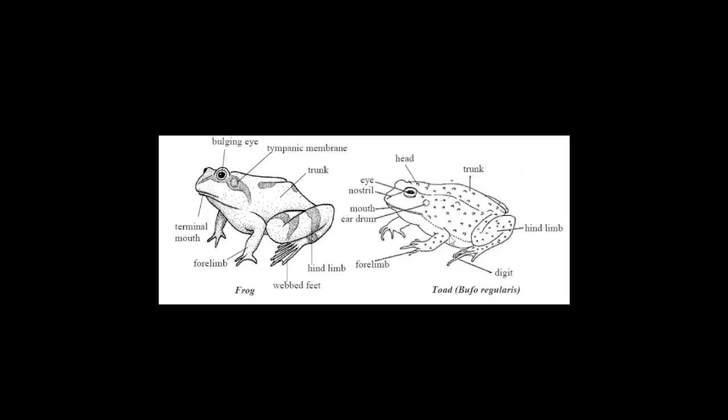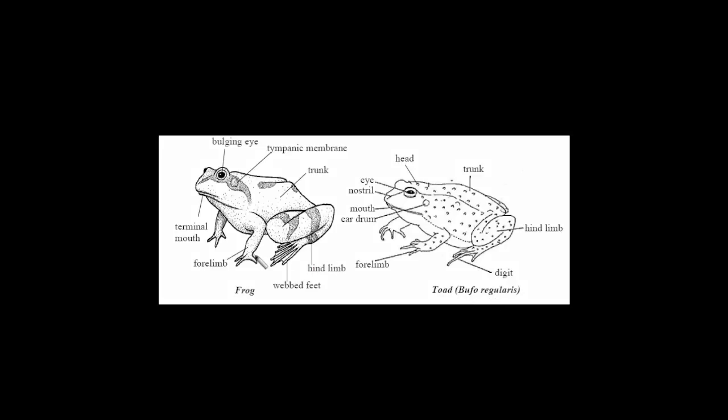So this is another species of the toad. You can see that this one is Bufo regularis. Their genus, like I said earlier on, from the family Bufonidae, is Bufo. Then the species is regularis. So we need to understand that.